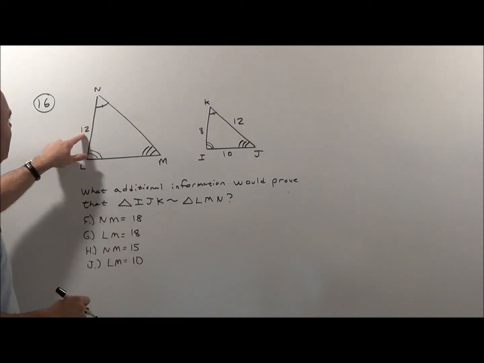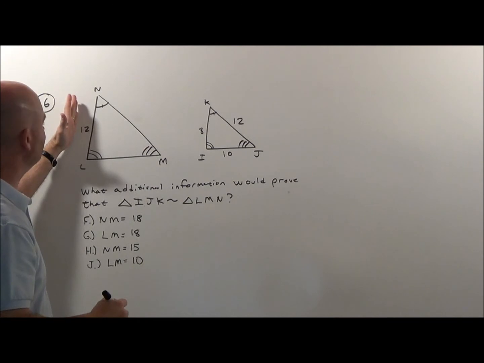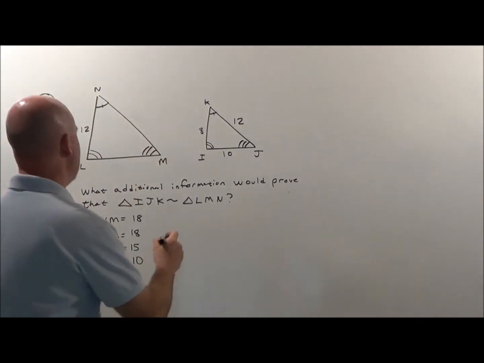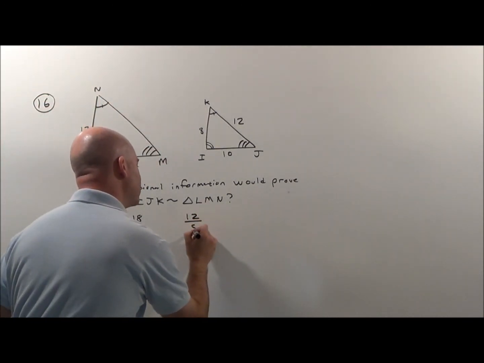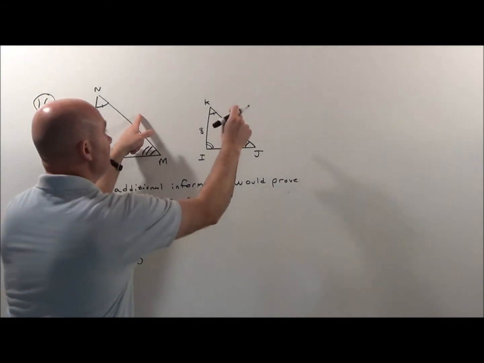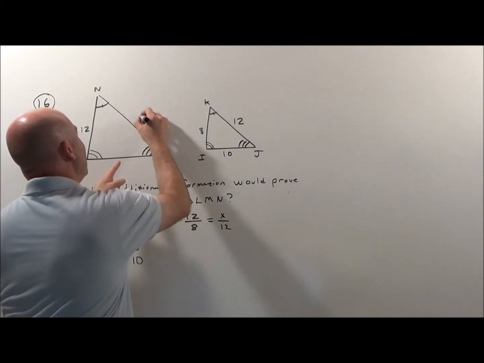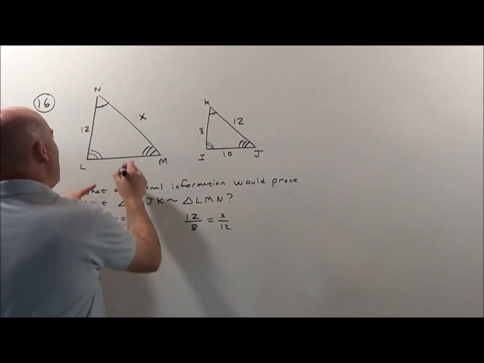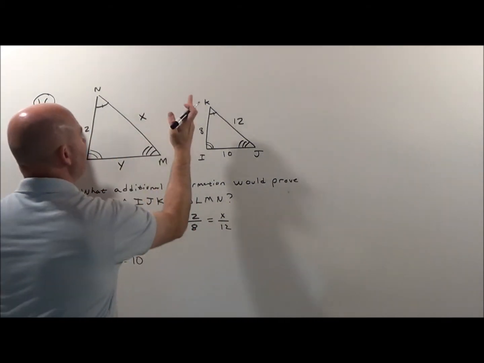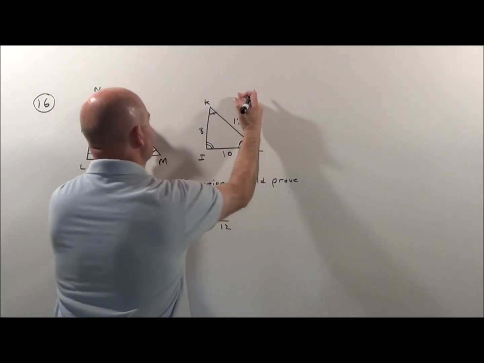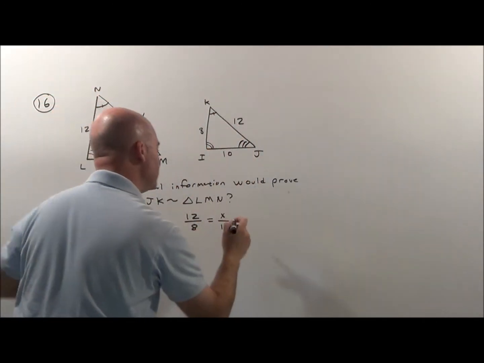at the same rate? So what I'm going to do is I'm going to say NL corresponds to that KI. So 12 corresponds to the 8, as this side does to the 12, I'm going to label him X, and I'm going to label this guy Y. So 12 corresponds to the 8, as X corresponds to the 12, as Y corresponds to the 10.